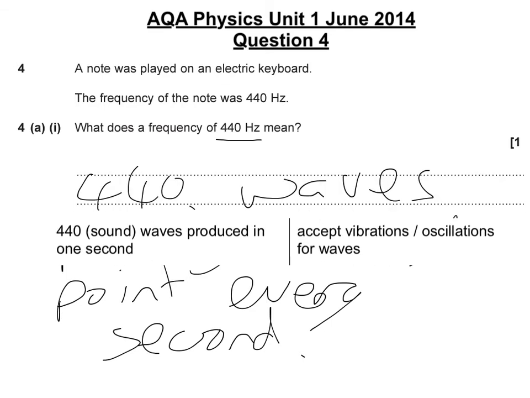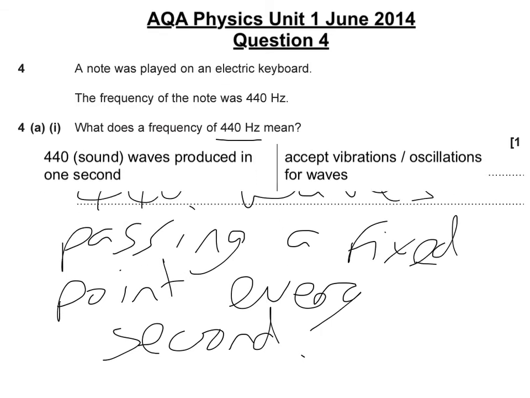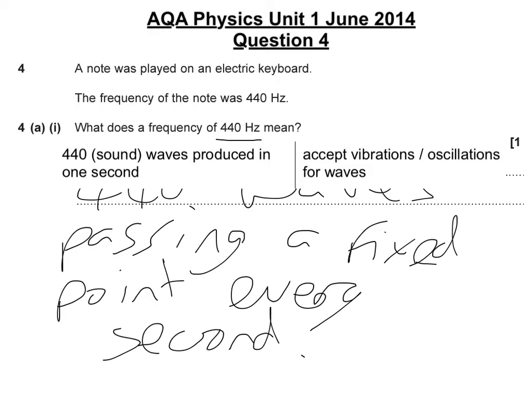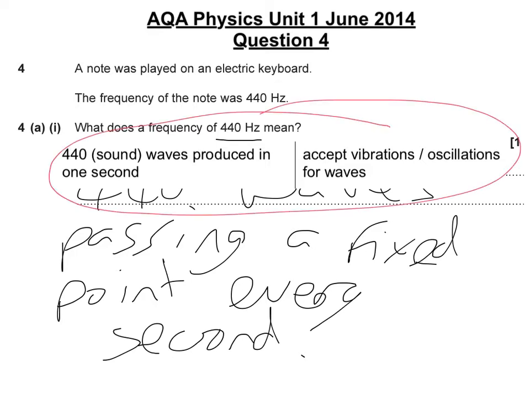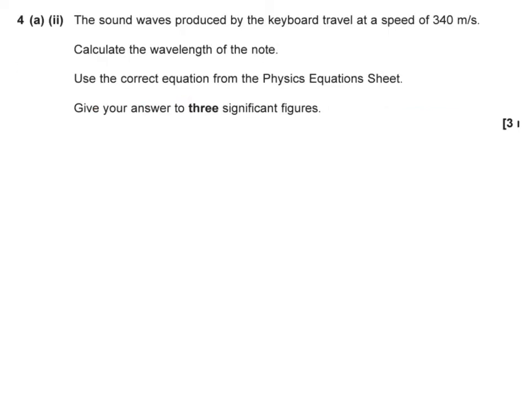I've just dropped in there the actual answer, which is this bit here that I'm moving around. I'll highlight it for you. So you can see that you get the answer of 440 sound waves produced in 1 second, or 440 waves being produced in 1 second, or passing a fixed point every second. That's the key thing you need to get from that question.